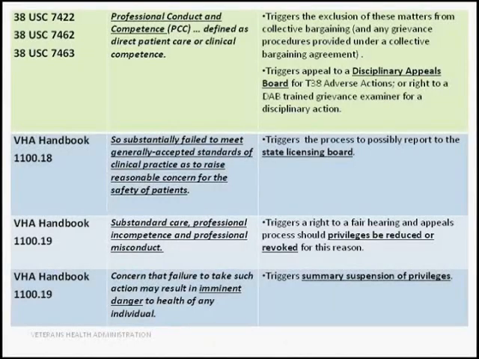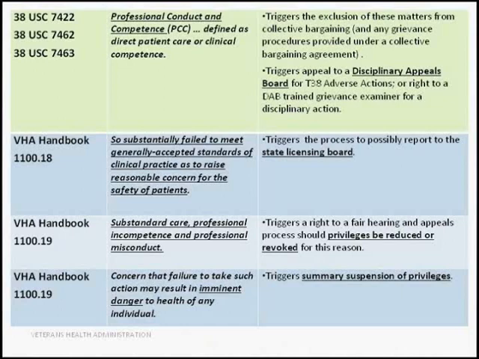This chart actually is a nice summary chart. You might want to keep it handy, but it helps us understand what policy or regulation we refer to based on our issue or our concern and what we might do with it. So if you have a PCC or a clinical care concern, something that's defined as direct patient care or clinical competence questions, you're going to want to take a look at what trigger process is in place that we have to do.